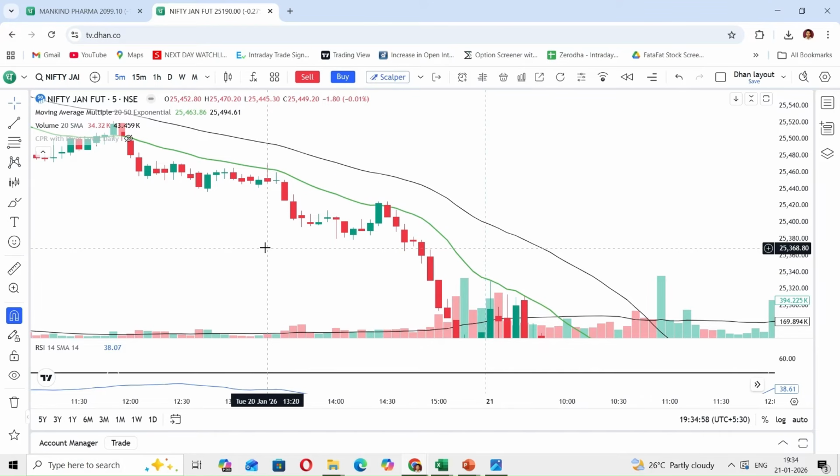Fine, let's move to another setup. See here also that setup is formed, right? First candle, second candle, and third candle. So here I can take this trade at the low of this particular candle, and the high will be the stop loss. Fine. So here I got a 1 to 2 risk reward ratio.